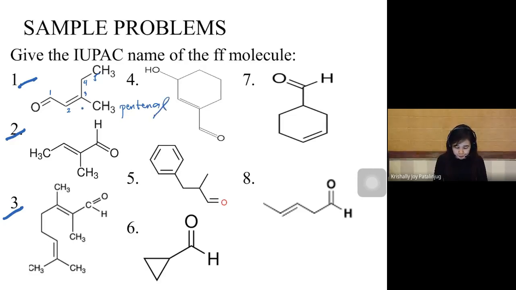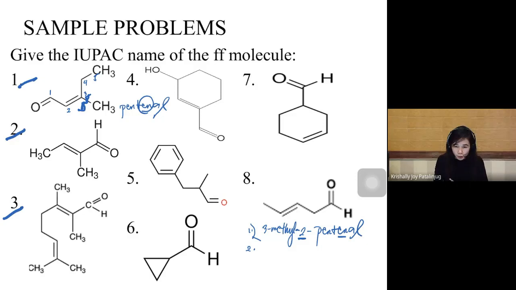But take note, the double bond position in the parent chain must be located. It is at carbon 2. I will just write it here. So, number 1, you have 2-pentanal. That is the parent. Okay? 5 carbons in the chain. Then at carbon 2, a double bond was added. But there is a substituent at carbon 3. So, 3-methyl dash 2-pentanal. Okay? Next, number 2.